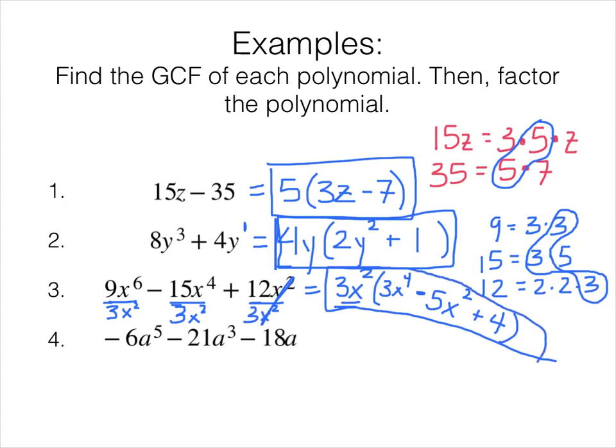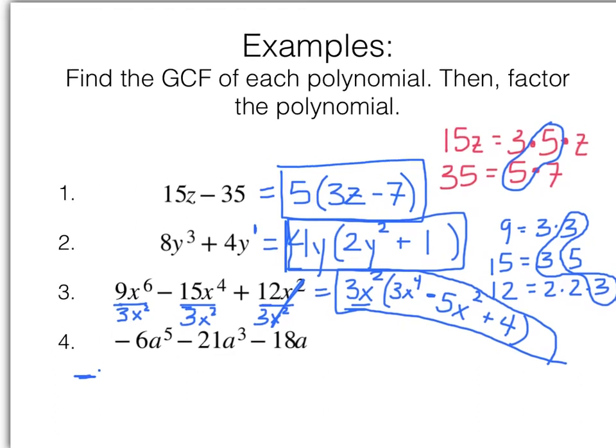Sorry for the mess. Last one. Now, they're all negative. When we prime factorize a negative, we are always going to divide out a -1 first. So I'm going to get a negative. They're all divisible by 3, but not by 6.